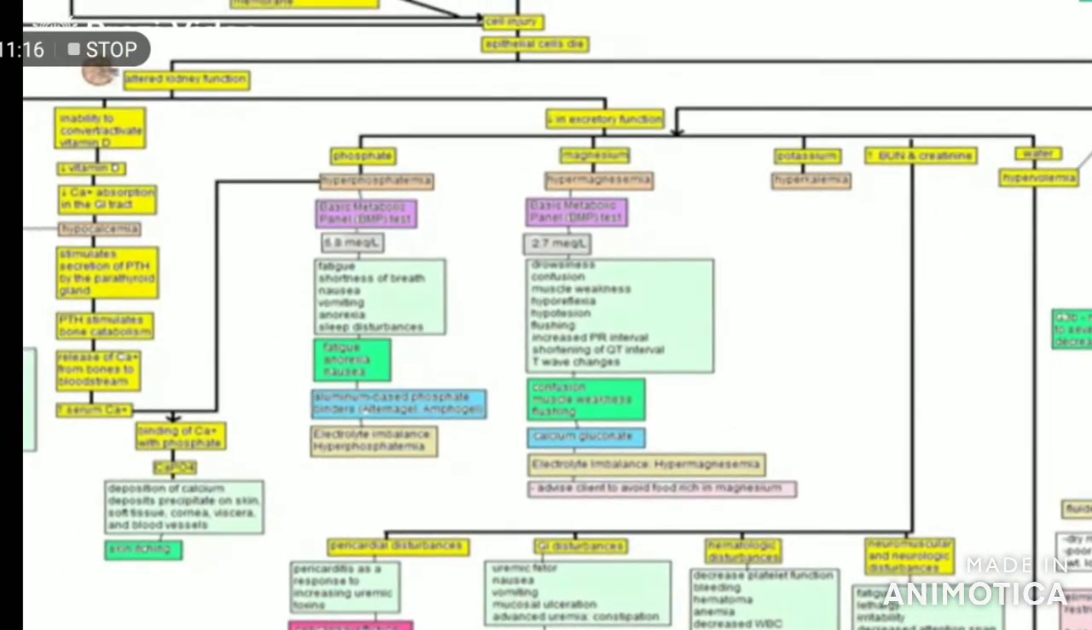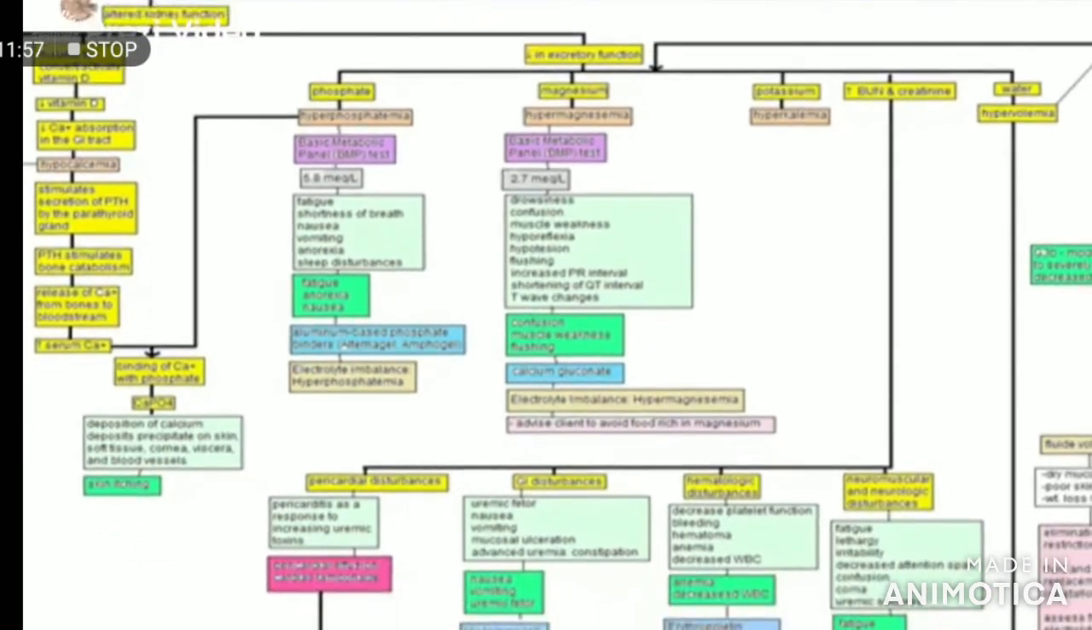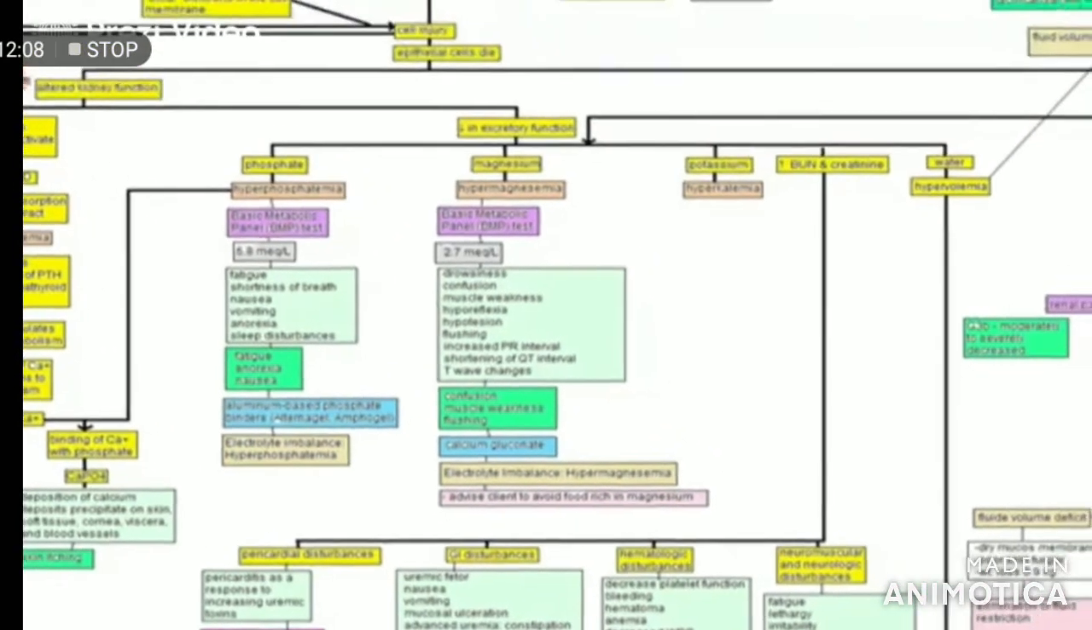Next is magnesium. An increased magnesium will lead to hypermagnesemia, and the diagnostic test done was a basic metabolic panel. The result shows 2.7 milliequivalents per liter, and the ideal signs and symptoms would be drowsiness, confusion, muscle weakness, hyporeflexia, hypotension, flushing, increased PR interval, shortening of QT interval, and T wave changes. My patient experienced confusion, muscle weakness, and flushing. Medical management would be calcium gluconate. Nursing diagnosis would be electrolyte imbalance, hypermagnesemia. Nursing management: advise the client to avoid foods rich in magnesium.